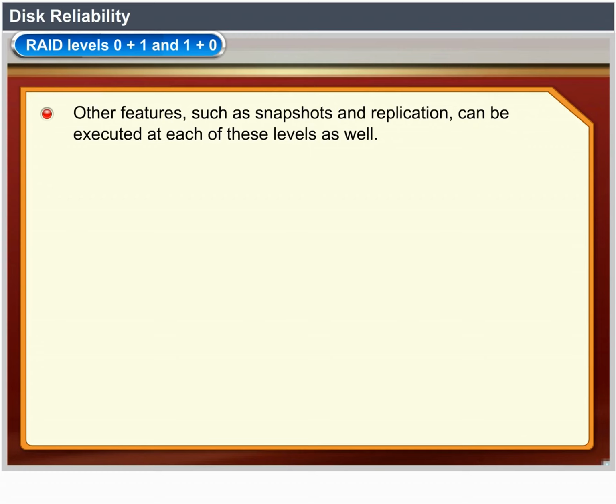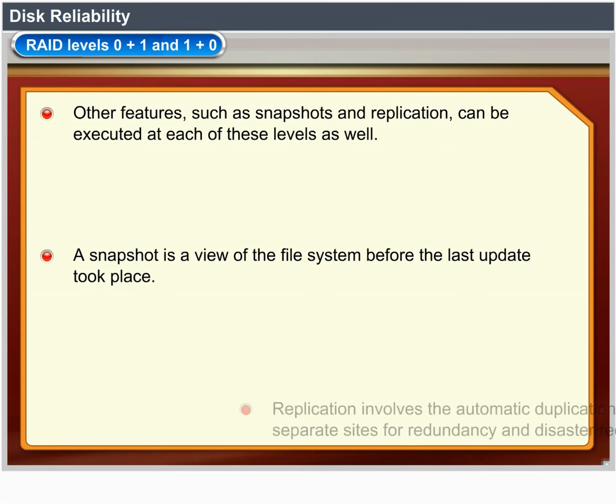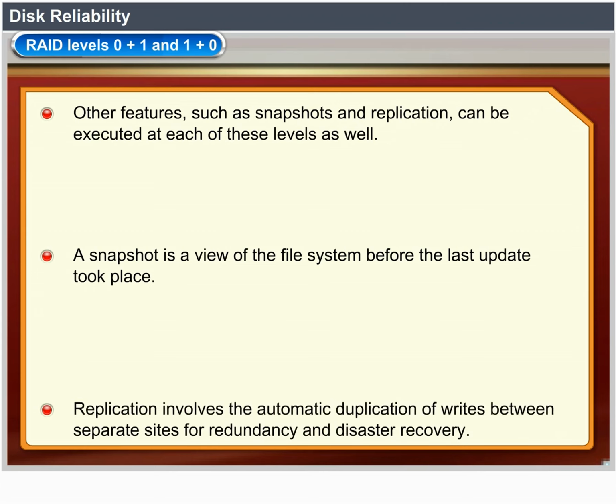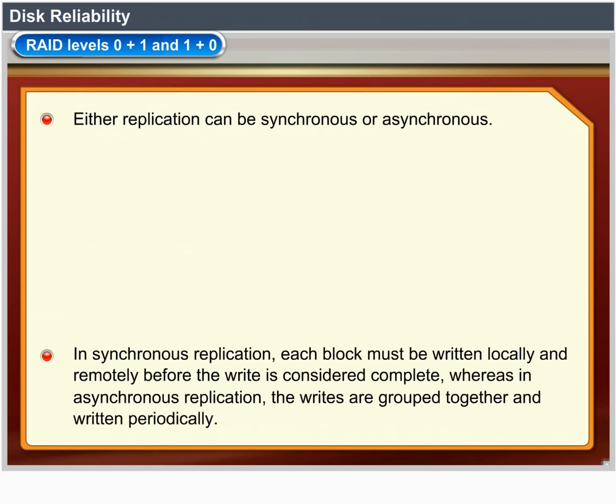A snapshot is a view of the file system before the last update took place. Replication involves the automatic duplication of writes between separate sites for redundancy and disaster recovery. Replication can be synchronous or asynchronous. In synchronous replication, each block must be written locally and remotely before the write is considered complete, whereas in asynchronous replication, the writes are grouped together and written periodically.